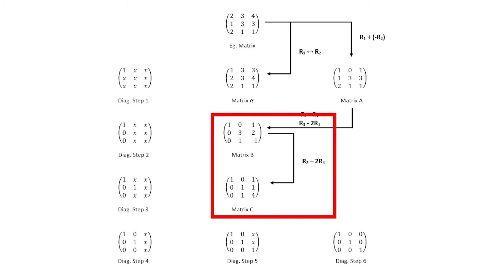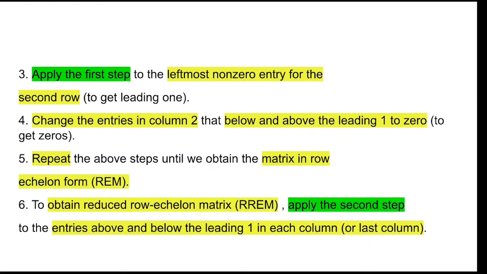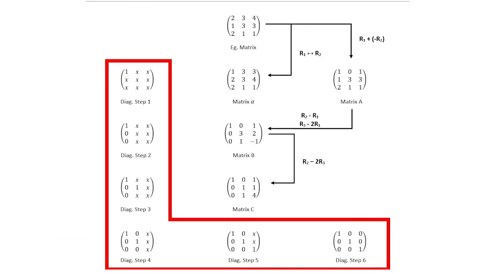Then once again, you will have to get the zeros in the leading one column. Step 4 here, change the elements in column 2 below and above the leading one to become 0. We will do row addition to get the diagram of step 4. Then, step 5, we repeat the above steps until we obtain the REM. We will do the ERO again to get diagram step 5.